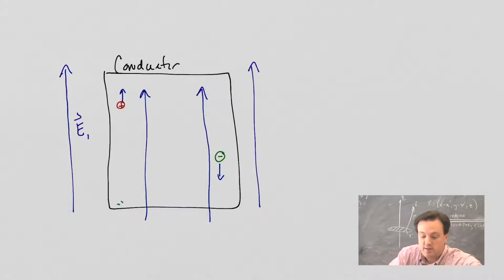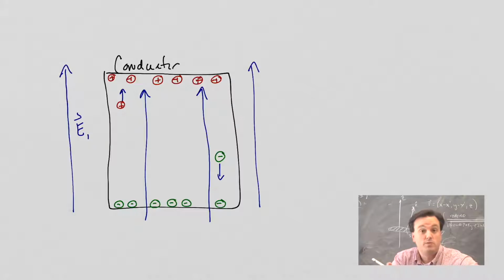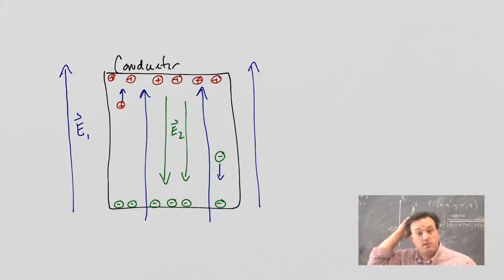If I wait a given amount of time then, I expect that all of the negative charges are going to be pushed as far as they can possibly go in one direction, and all of the positive charges will be pushed as far as they can go in the other direction. And this is an interesting situation because as these charges accumulate on the top and the bottom of this particular piece of conductor, these two surfaces of charges are going to act sort of like a capacitor themselves, and they're going to create an electric field, which I'll call E2, which is necessarily pointing in the opposite direction to the original field.